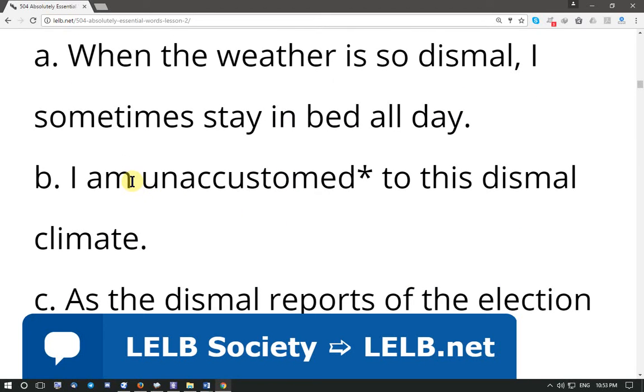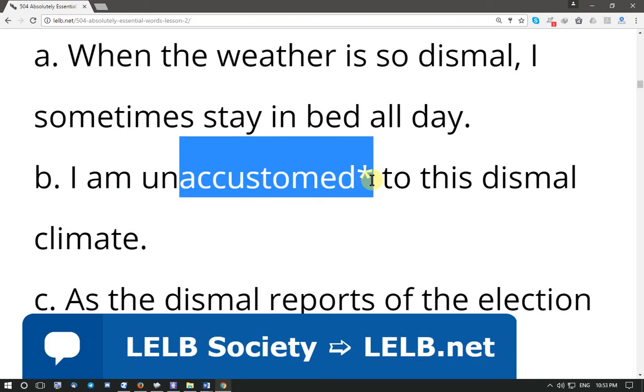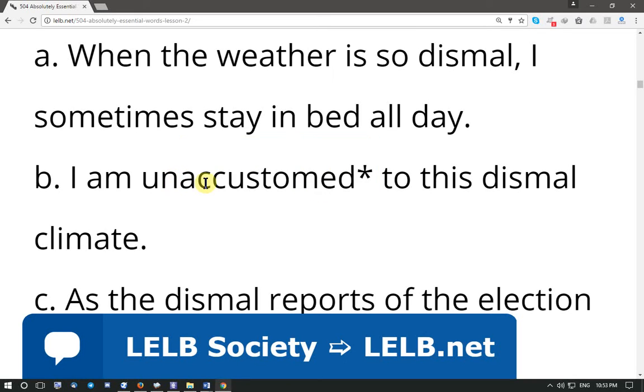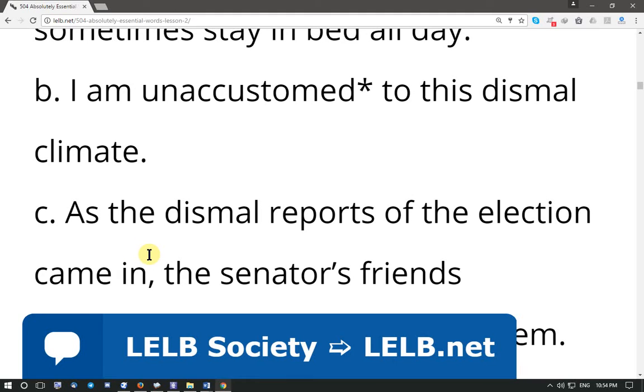Sentence B. I'm unaccustomed to this dismal climate. Unaccustomed means I'm not used to it. It means it is not so familiar to me. I'm not very familiar with this dismal climate or type of weather. For example, in the UK, the weather is generally cloudy, and some people are not used to it.